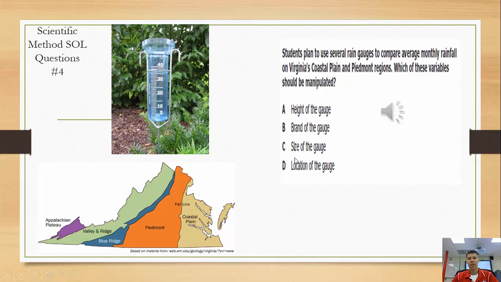No, not at all. The size of the gauge? No, as long as they're all consistent, that's not the most important. What about the location of the gauge? If you want to find out where it rains the most in these two different regions, you have to have them in different locations. So the best answer here is D, location.